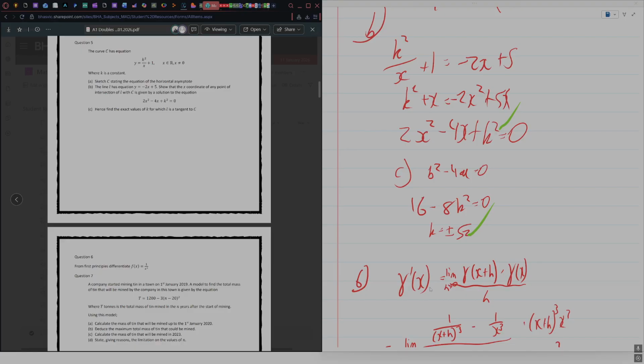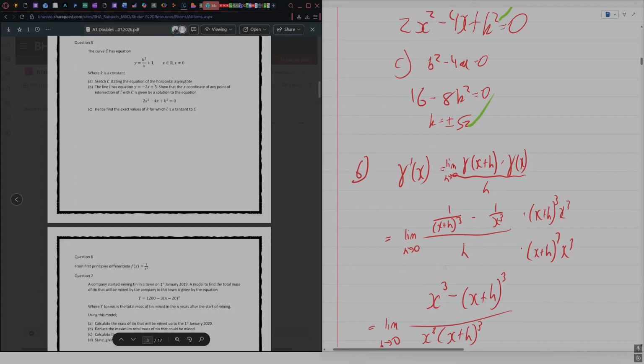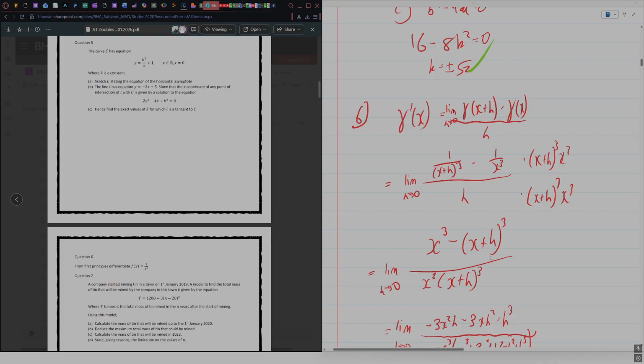As you might know from the last assignment, I figured out a new method for differentiating reciprocal functions from first principles. You get your first principles set up here, and whenever you have something like this, you always have 1 over something plus h, minus 1 over something. So you just multiply by the thing plus h and also the thing. Here we have (x plus h) cubed and x cubed. Multiply both sides of the fraction by both of those things, and you end up with this.